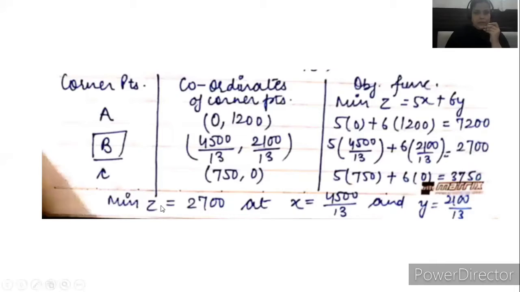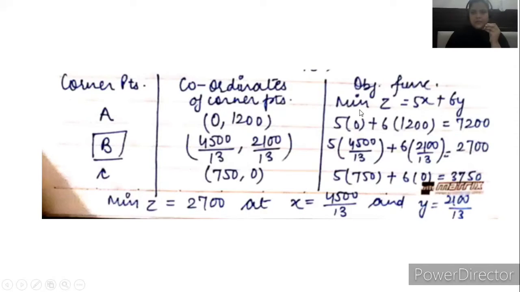We were having three corner points A, B and C. We already calculated the values of coordinates. Now we need to put the values of x and y in objective function z.